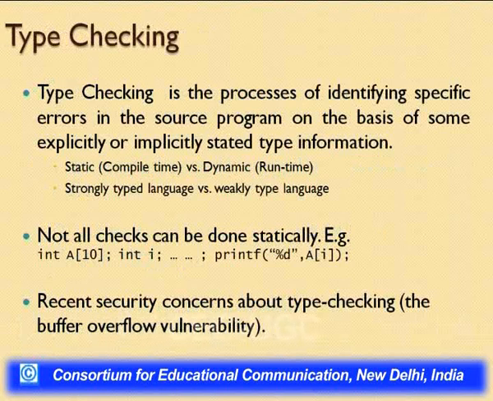So type checking is a process of identifying specific errors in the source program on the basis of some explicitly or implicitly stated type information. Type checking can be static. We'll talk about this slowly in the lecture. These can be static if done at compile time. Type checking can be referred to as dynamic type checking if it is done at runtime. We have languages which can be referred to as strongly typed languages and weakly typed languages. We'll talk about them shortly.